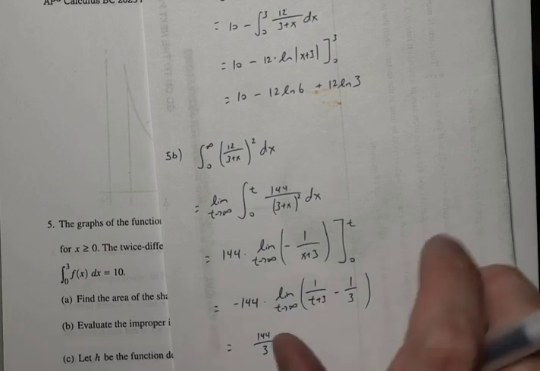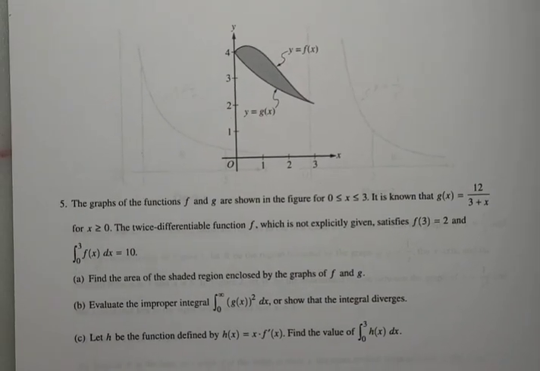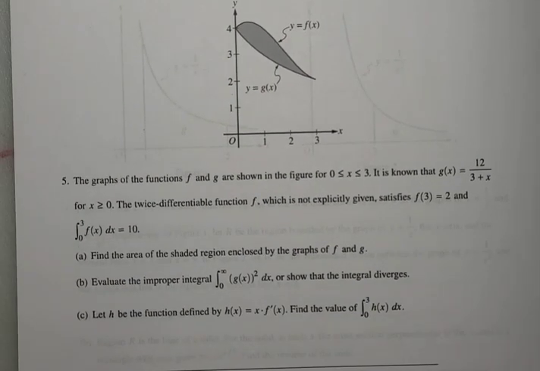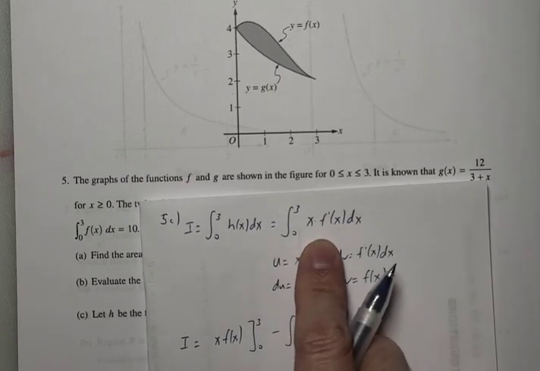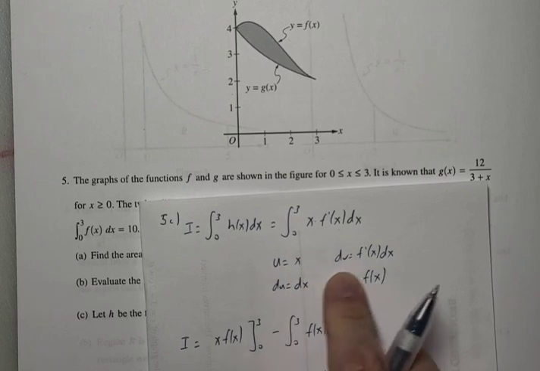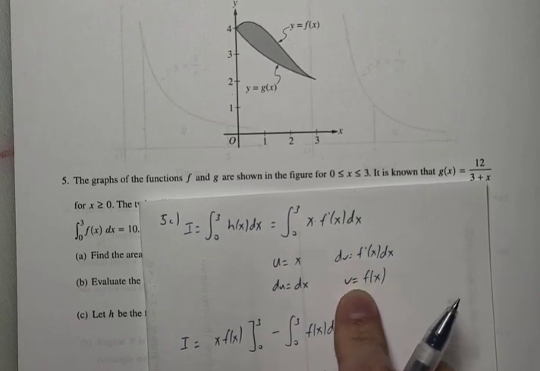Okay. Part C, let h be the function defined by h of x as x times f prime of x dx. Find the value of the integral from 0 to 3 of h of x dx. This is a big clue right here that maybe we got to use integration by parts. Okay, so we let u be x, du is dx, dv is whatever is left in the integrand, v is f of x as a result if we integrate.